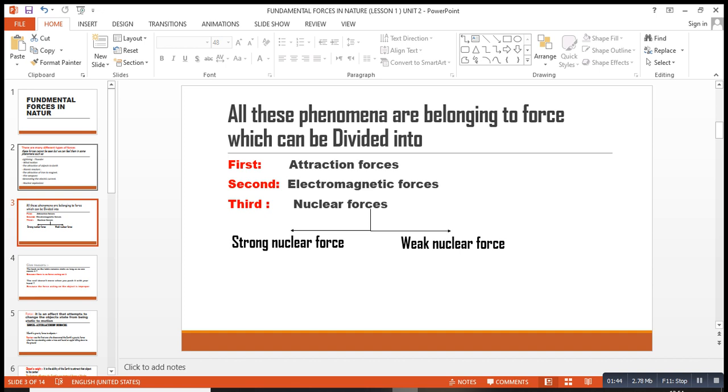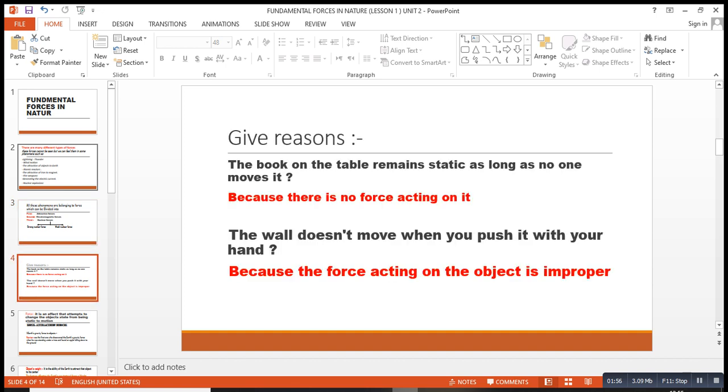Let's go. Number one, here we are going to give reasons. If the book is on the table, it remains static as long as no one moves it. Why? Because there is no force acting on it. If your book remains on your table and is not moved, you see it static, because you didn't move it and no one took it. So there is no force.